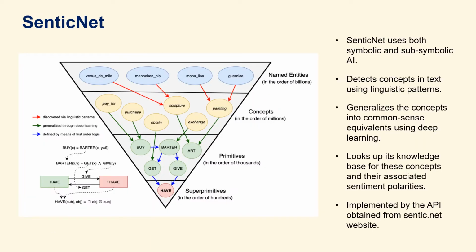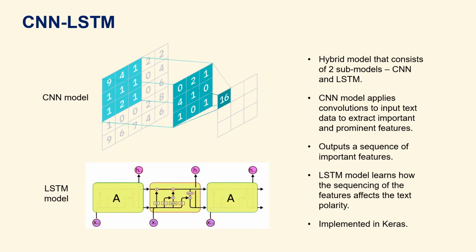So let's look at the models we will use. The first is the ensemble framework SenticNet. It works by first detecting concepts in text using linguistic patterns. It then generalizes these concepts to common sense ones using deep learning. Finally, it looks up these concepts in its knowledge base to determine their associated polarities.